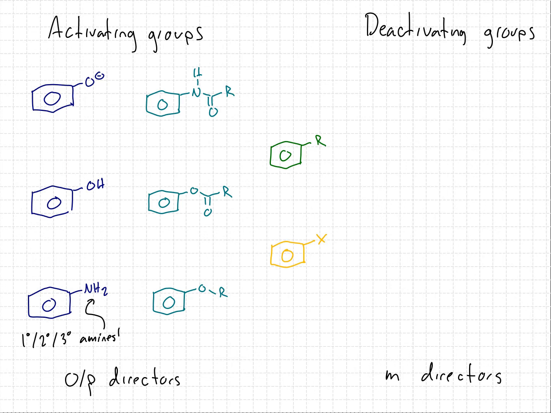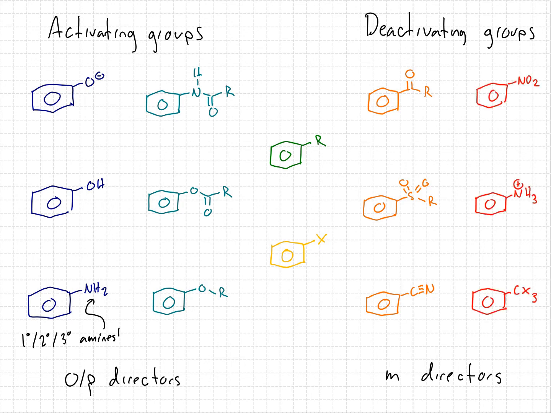All right, so now we're getting into the deactivating groups. Halogens are weakly deactivating, but they're still ortho-para directing due to the lone pairs on the halogen atoms. Next, if we have some electronegative bonds, like the sulfonic acid, like the nitrile, like the carbonyl group, these are moderately deactivating, and they are also meta directing.